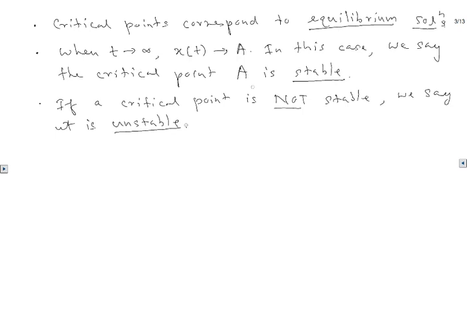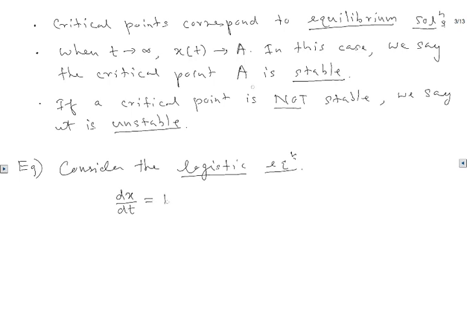Okay, so let's look at another example. Consider the logistic equation. The logistic equation is given by dx over dt equals k x (M minus x), where k is a positive constant and M is the maximum value.